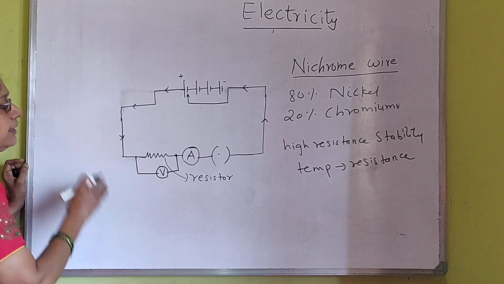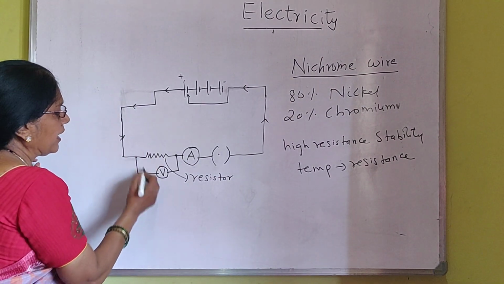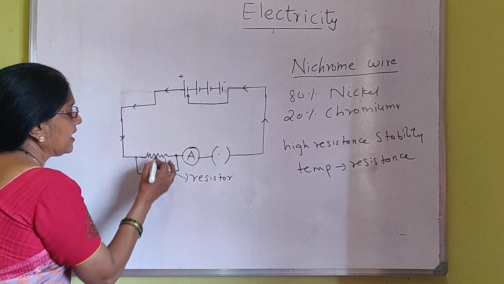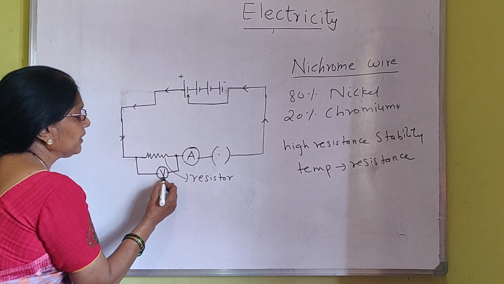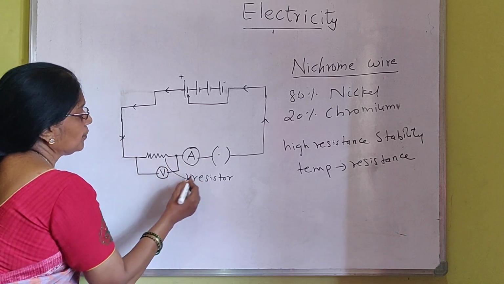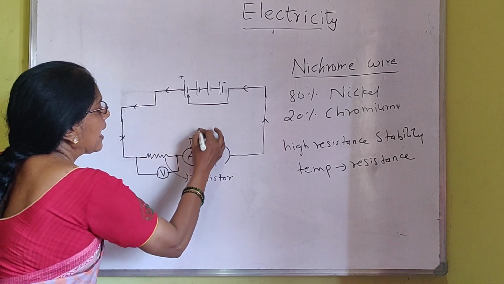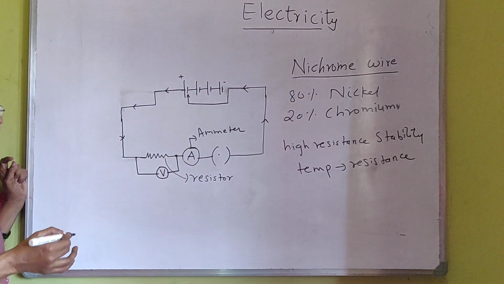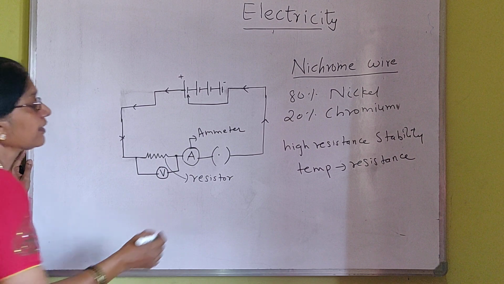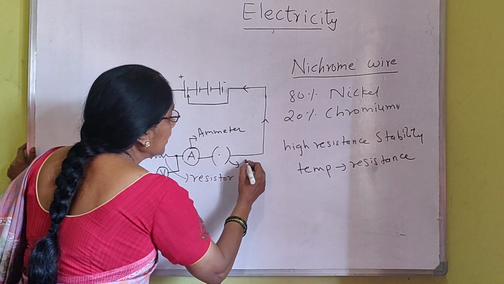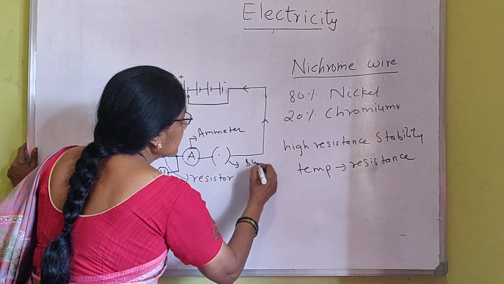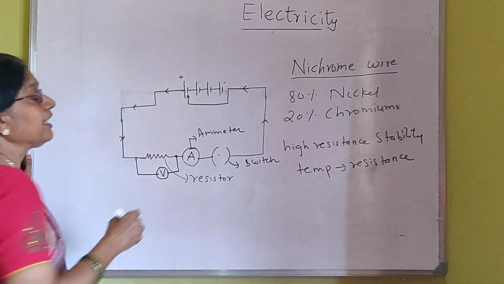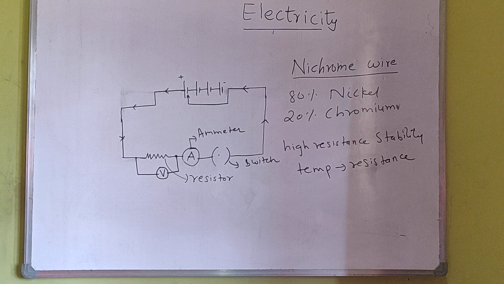Let us see how the nichrome wire is connected with the voltmeter. The connection of the voltmeter and a resistor will always be parallel to each other, which is connected to the ammeter. Already I told you what is meant by ammeter, a device used for measuring the strength of the current, which is connected with the switch. I told you what is meant by the switch, and it is connected to the negative of the battery.